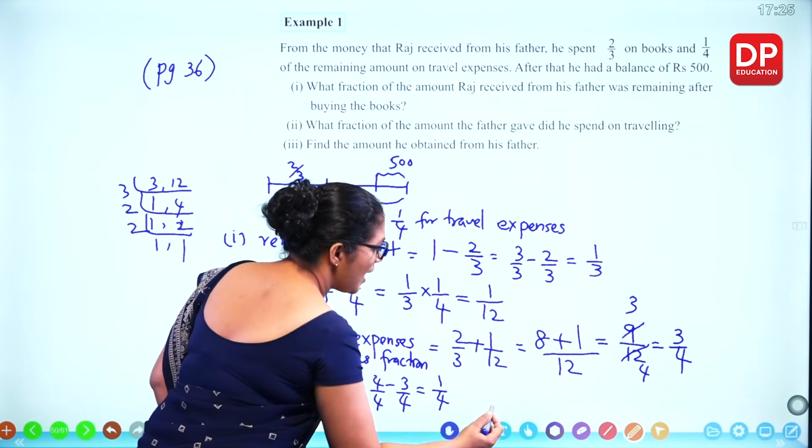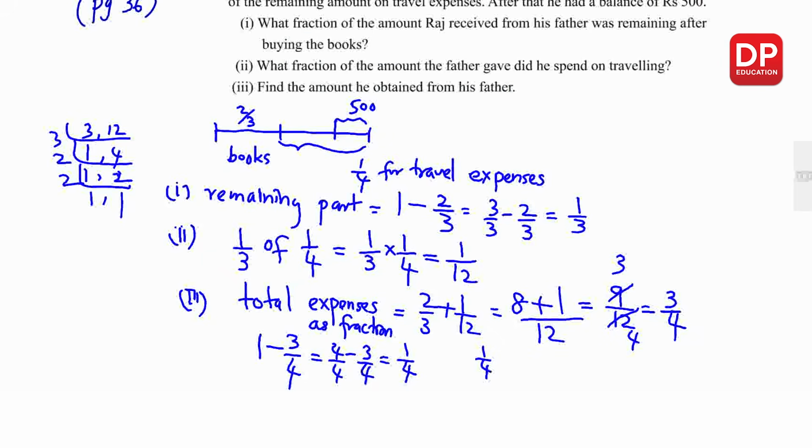So you can do that. 1/4 represents 500. The amount that he obtained from his father is 4 full parts. So you can multiply by 4. So what's the total amount? 5 times 4, 20. So 2,000 rupees he got from his father.